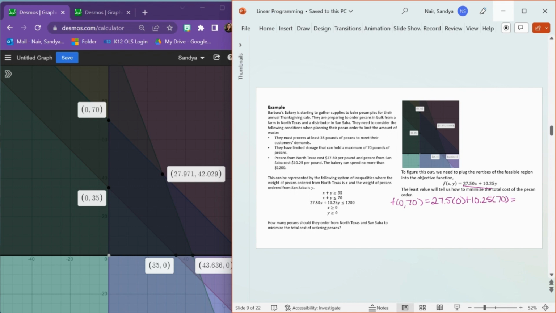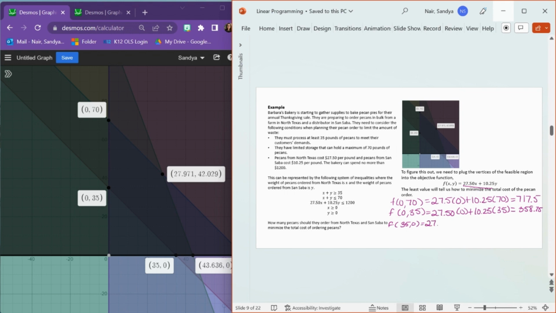So when I do that, I just went ahead and did that in my calculator. And so that gives me 717.5. Okay, so I'm going to repeat with all of these vertices. So I have f of 0, 35. So that's going to be 2750 times 0 plus 1025 times 35. And when I do that on my calculator, that gives me 358.75.